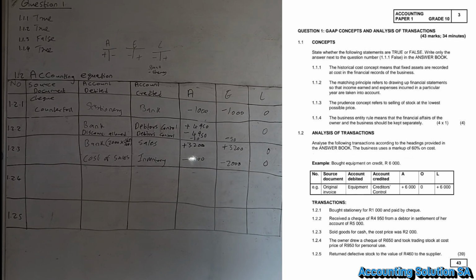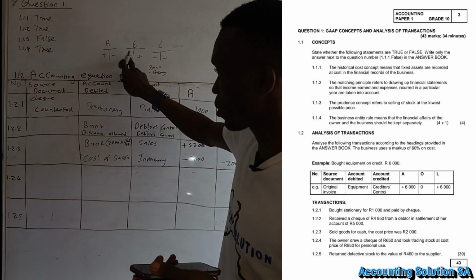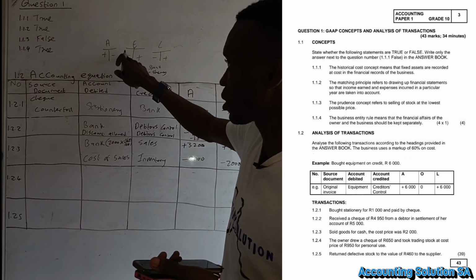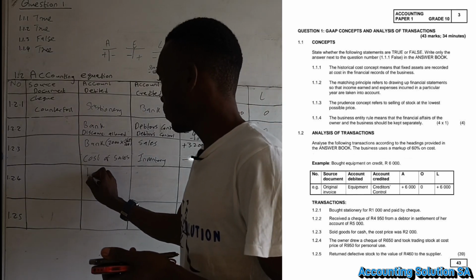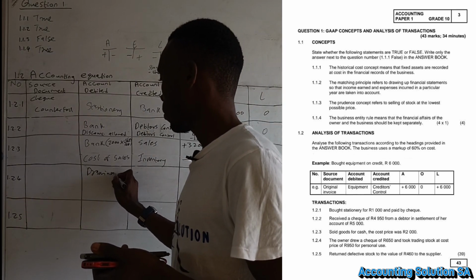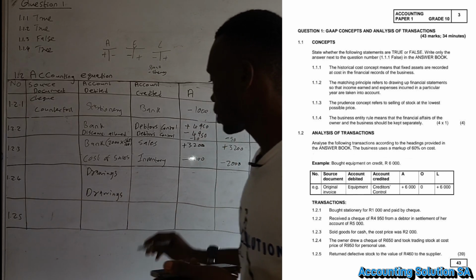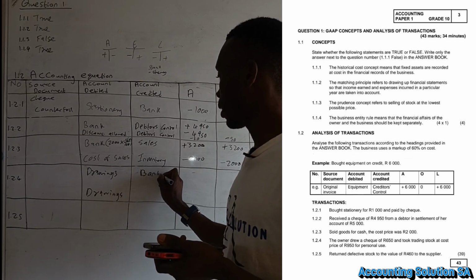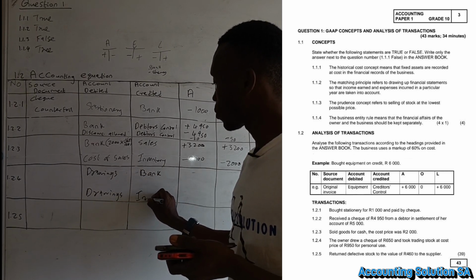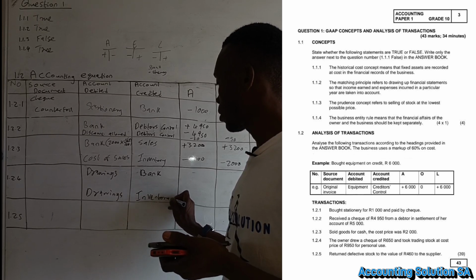The owner withdrew a cheque of 650 and took trading stock at a cost price of 950 for personal use. Okay, there are two different transactions here, but all of them, guys, they are drawings. Okay, the first drawings, guys, is equity. When you withdraw you are reducing equity. It's a minus. Okay, we have two drawings. The first drawings is cash, which is going to affect the bank. And the other one, the owner withdrawal of stock, which is going to affect inventory.